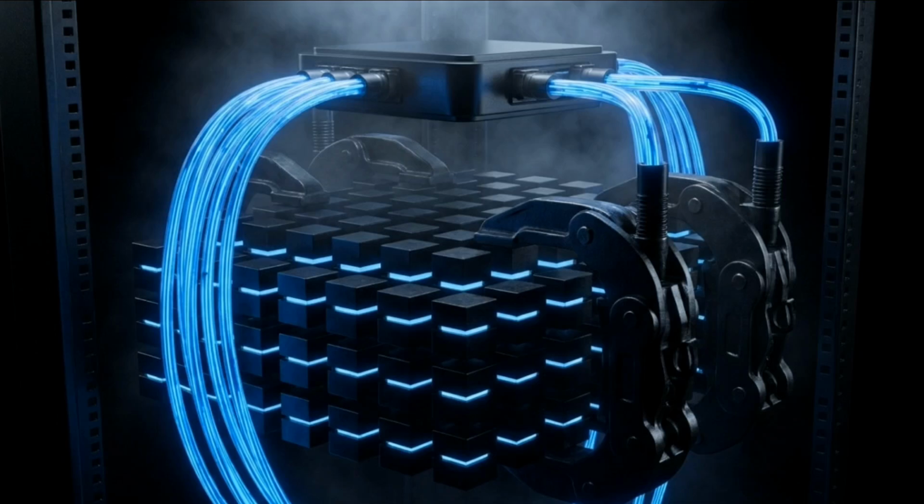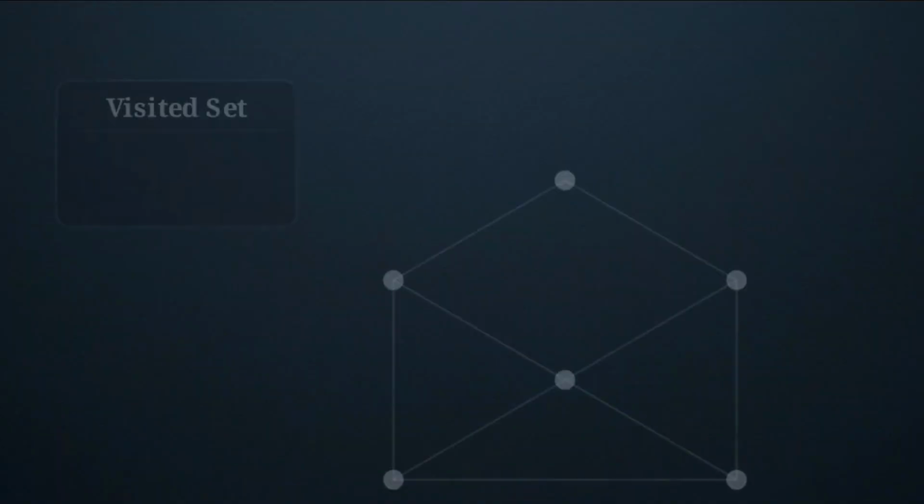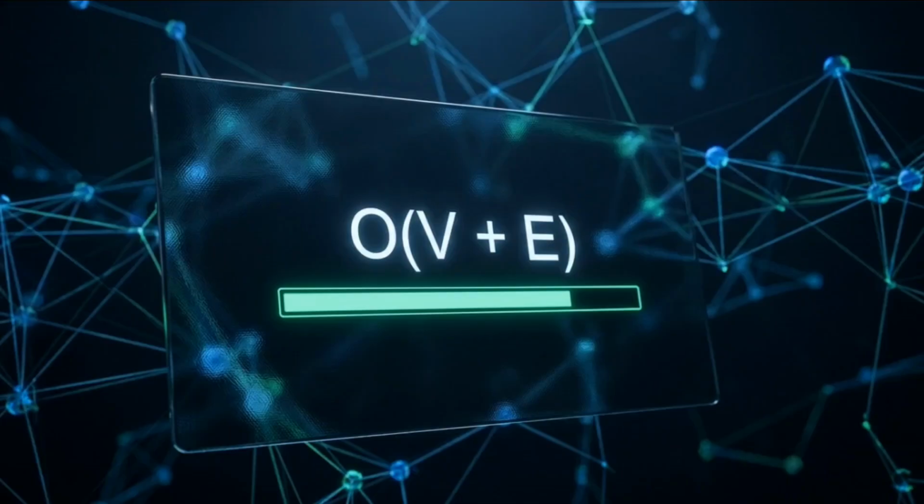The architectural fix is the visited set, an independent memory bank that acts as the brakes for the engine. It records every tile the algorithm has already processed. By checking this set before adding a node to the queue, the code ensures it only visits each point, or vertex, and each connection, the edges, exactly once. This locks the time complexity to O of V plus E, ensuring the search stays efficient even on massive maps.